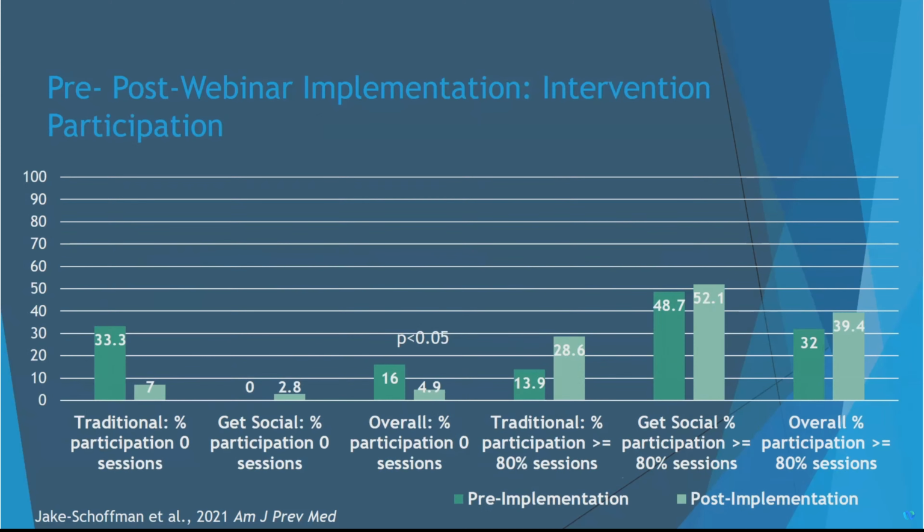And then across these attendance outcomes, we also had a statistically significant increase in participation in 0 sessions, such that fewer people across the two conditions participated in fewer sessions. So it corrected for that differential attendance that we were really concerned about. We did have some increases in attendance. Those were not statistically significant.